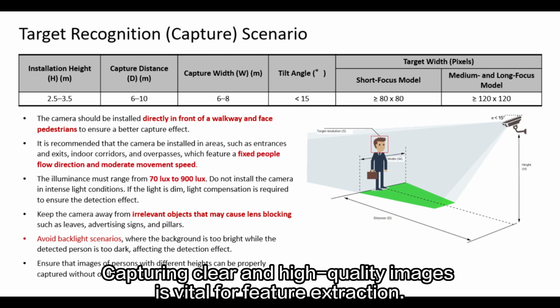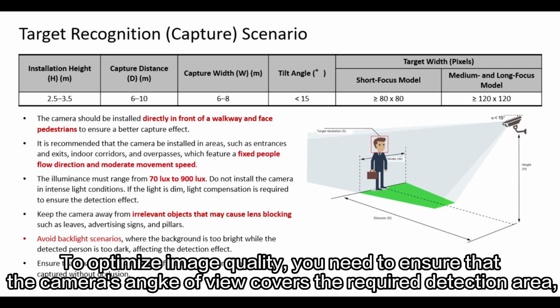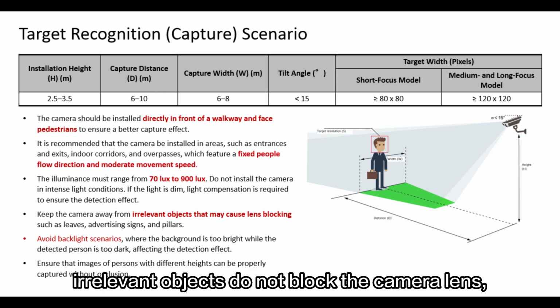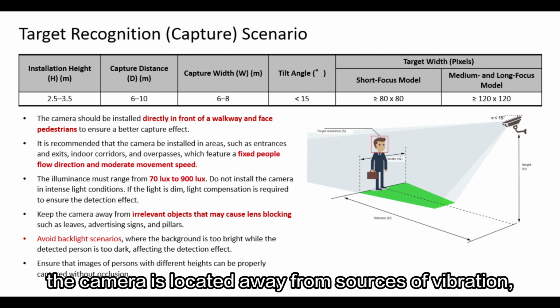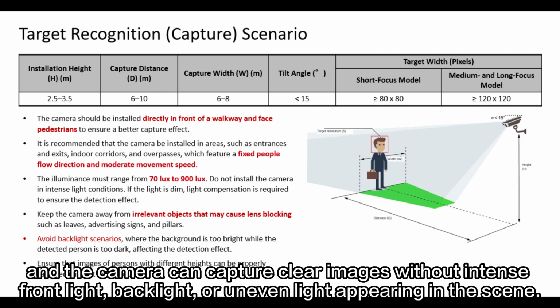Capturing clear and high-quality images is vital for feature extraction. To optimize image quality, you need to ensure that the camera's angle of view covers the required detection area. Irrelevant objects do not block the camera lens. The camera does not directly face light sources or reflective surfaces. The camera is located away from sources of vibration, and the camera can capture clear images without intense front light, backlight, or uneven light appearing in the scene.